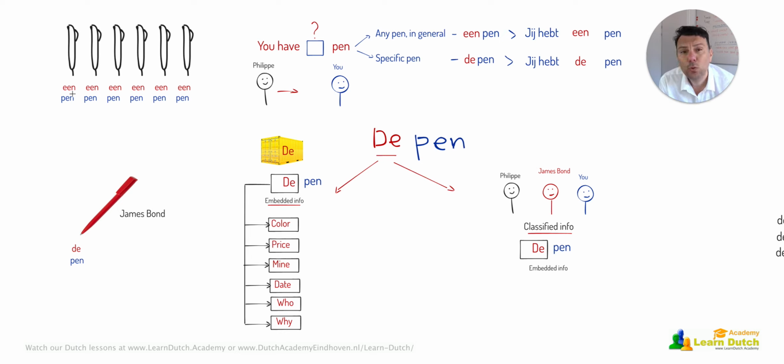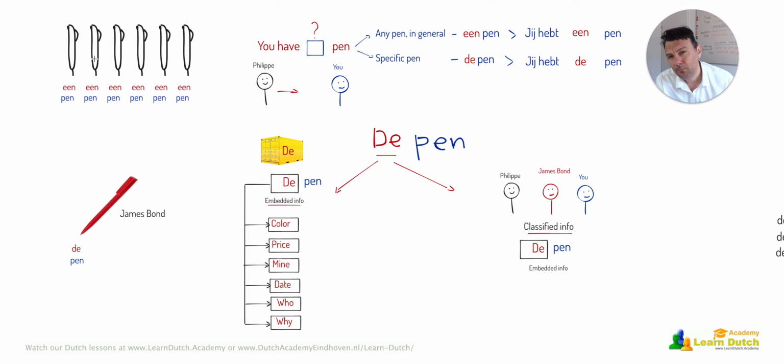This is een pen. Een pen. So, what does it mean, een pen? When I mean one pen, in general, I'm going to add een in front of pen. Jij hebt een pen. What does it mean? Een pen. It means any pen. Maybe this one, maybe that one, or maybe yours, or maybe mine. It doesn't matter. This could be any pen in general.